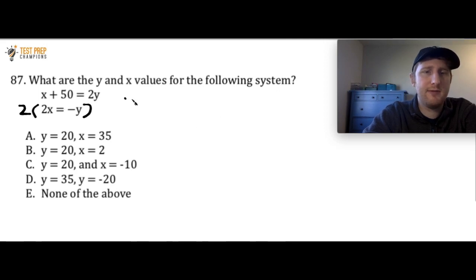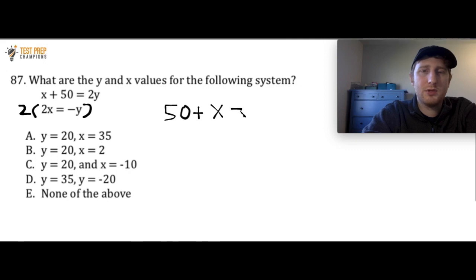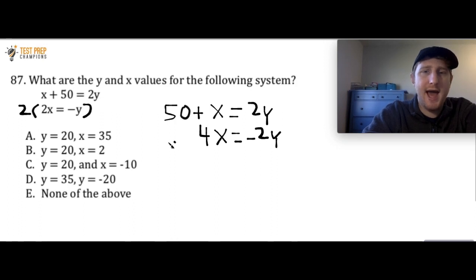And I'm going to rewrite this, instead of x plus 50, as 50 plus x. It's the same as saying x plus 50, equals 2y. So now remember here, what I did was I'm going to multiply everything in this equation by 2. So 2 times 2x is going to give me 4x, and 2 times negative y is negative 2y. Okay, and so now all I have to do is add both of these equations up. And I'll show you why I'm doing this in just a second, if you're not sure why.